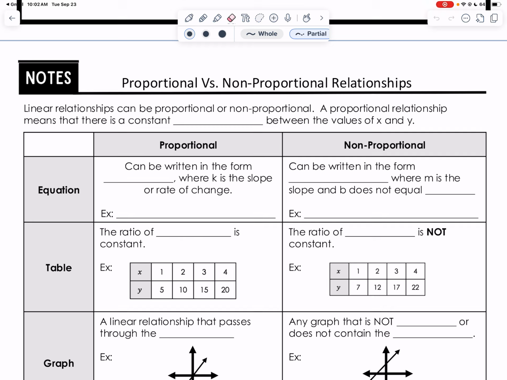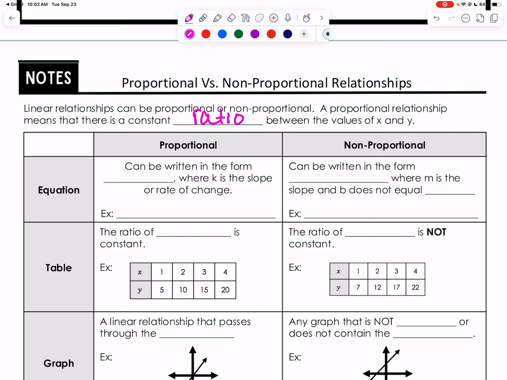Today, we will be exploring the different similarities and differences of proportional and non-proportional relationships. So, linear relationships can either be proportional or non-proportional. A proportional relationship means that there is a constant ratio between the values of x and y.